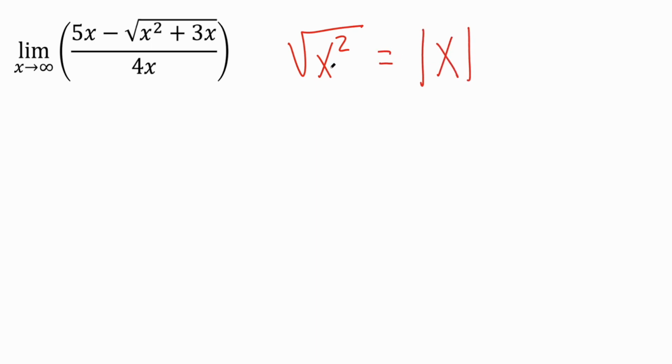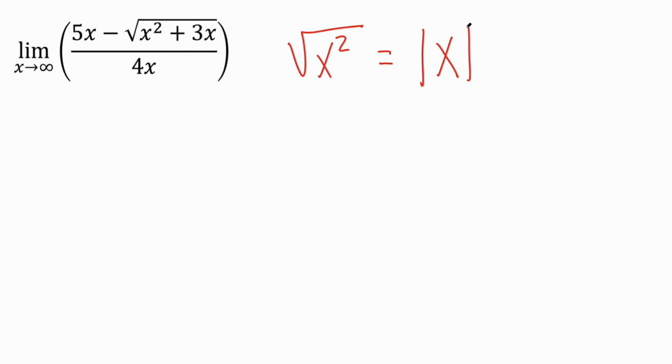Now, let's think about this. Let's say x is 5. 5 squared is 25. The square root of 25 is in fact 5. Likewise, the absolute value of 5 is also 5. Now let's say x is negative 5. Negative 5 squared is negative 5 times negative 5, so 25. And the square root of 25 is also 5. Likewise, the absolute value of negative 5 is also 5.